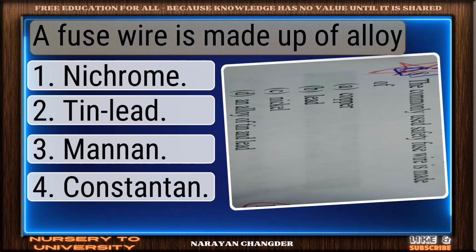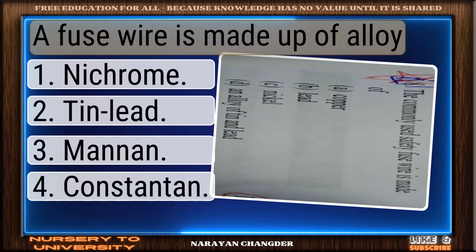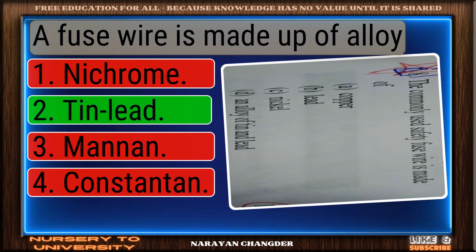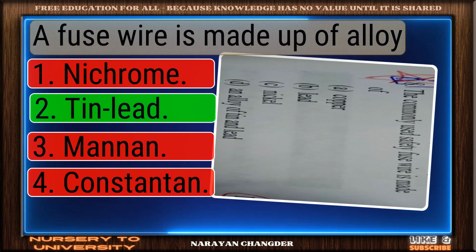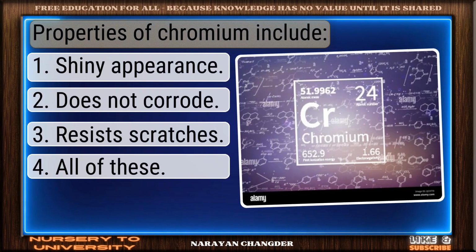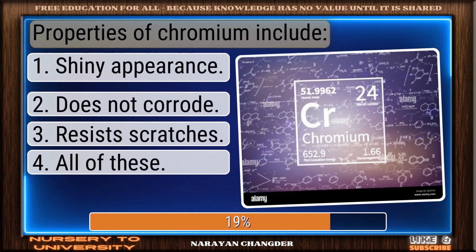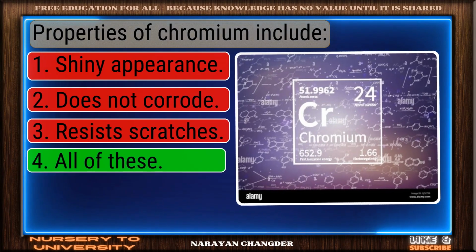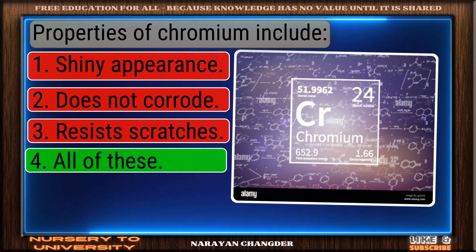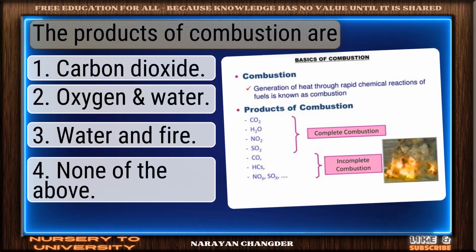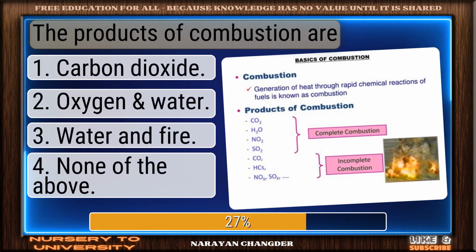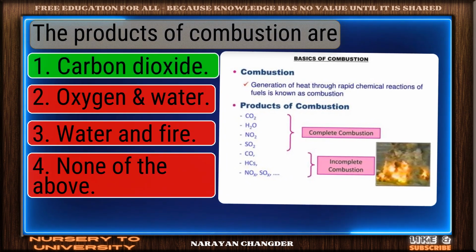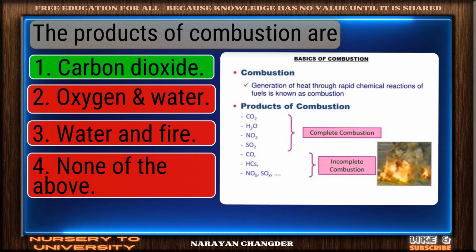Question number 225. A fuse wire is made up of alloy. Nicely done. Tin lead is a solid answer. Question number 226. Properties of chromium include. Good job. Your answer, all of these works well here. Question number 227. The products of combustion are. Smart move. Carbon dioxide is an accurate answer.